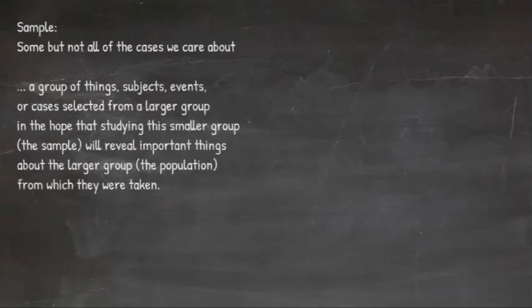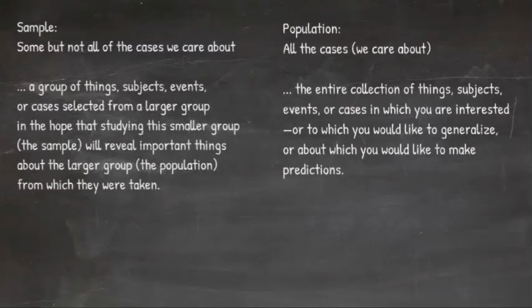So the population is therefore the entire collection of things, subjects, events, or cases in which you are interested, or to which you would like to generalize, or about which you would like to make predictions or decisions. Whether your data constitute a sample or a population depends on your question.